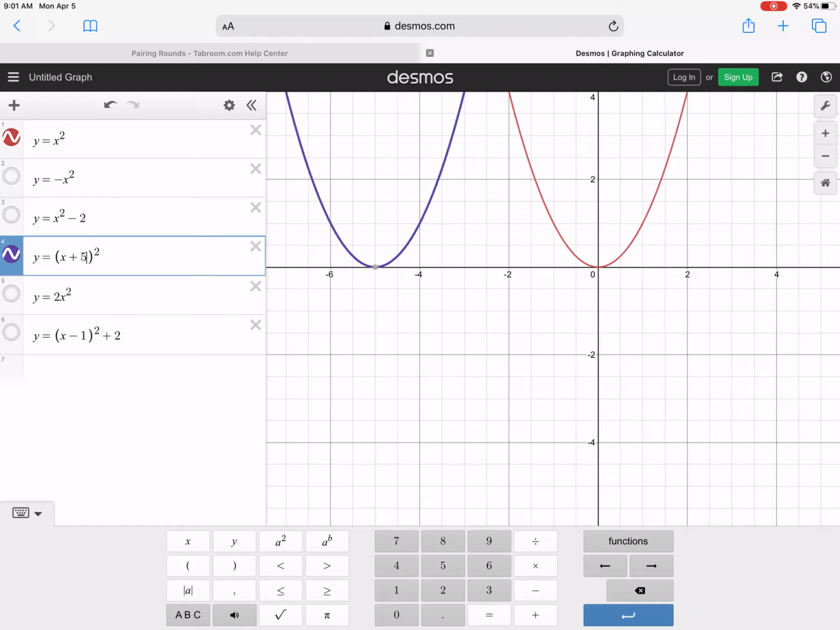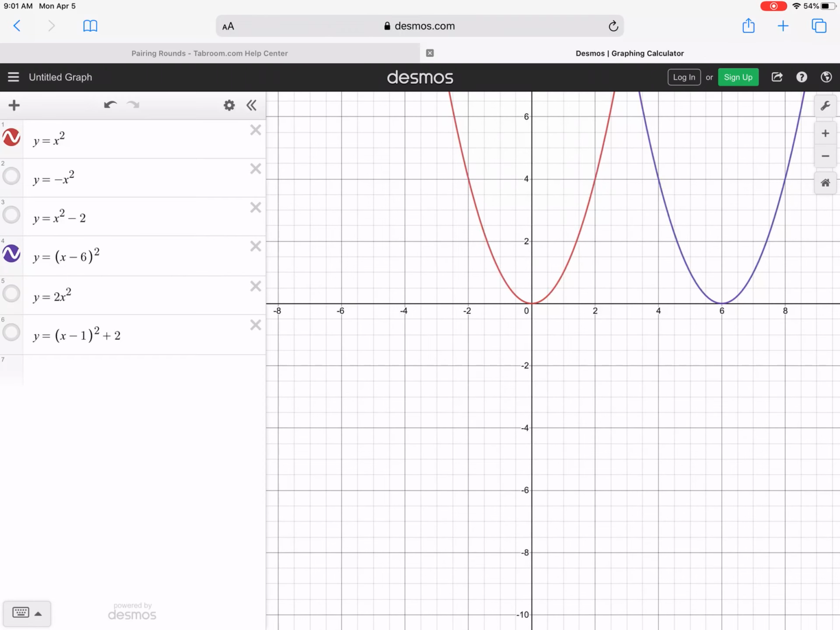Let's make it plus 3, 5, 6. Okay, so this one is going to move it left and right. However, you'll notice that it moves it the opposite direction of what you'd think. If it's minus 6, it actually moves it right 6. I'm going to explain why that works in just a second. But first, let's talk about what happens if I put a multiplier out front.